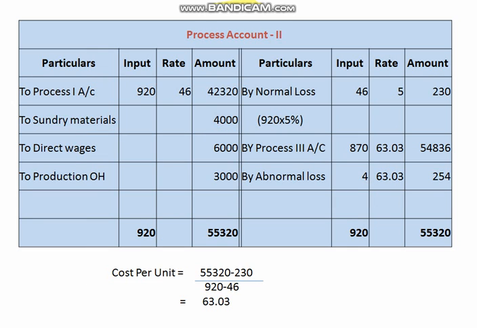Okay, this information is given as a balancing figure. This information is the balancing figure. This was the balancing figure. Then you adjust it, and you will get the answer for process 2.